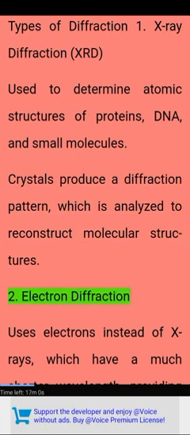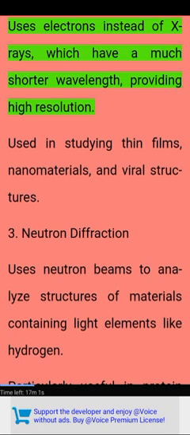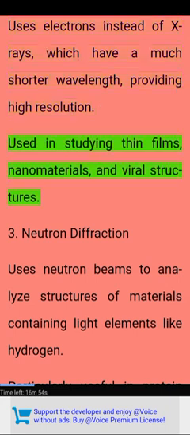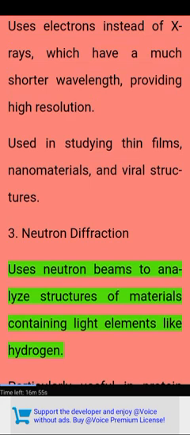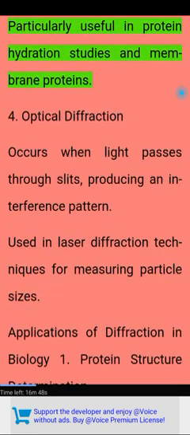2. Electron diffraction. Uses electrons instead of X-rays, which have a much shorter wavelength, providing high resolution. Used in studying thin films, nanomaterials, and viral structures. 3. Neutron diffraction. Uses neutron beams to analyze structures of materials containing light elements like hydrogen. Particularly useful in protein hydration studies and membrane proteins.